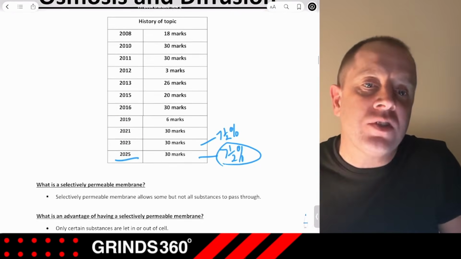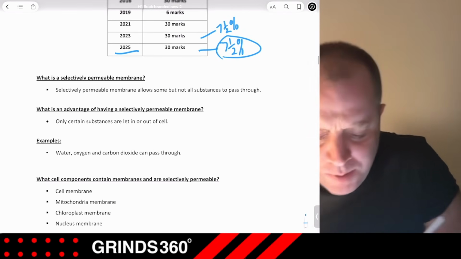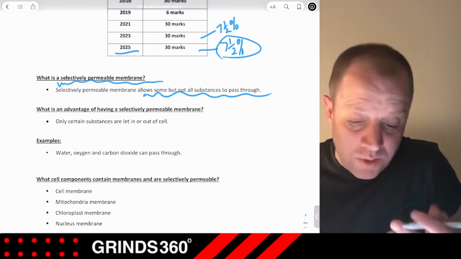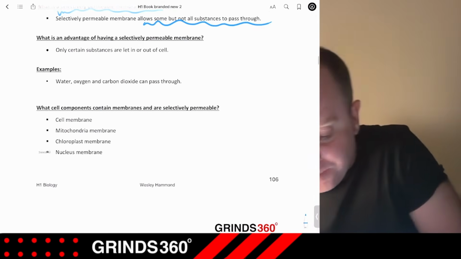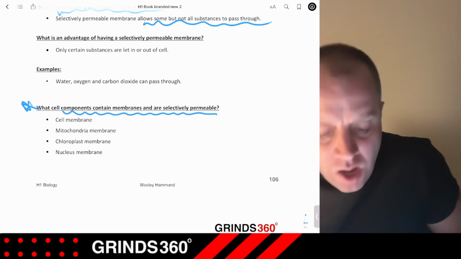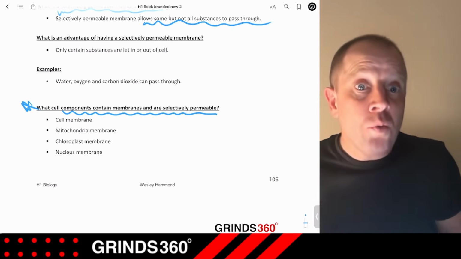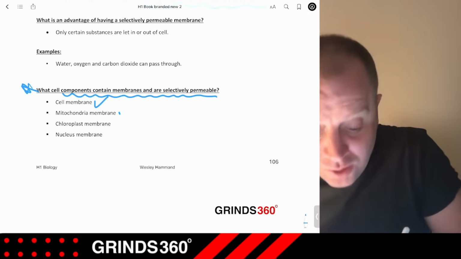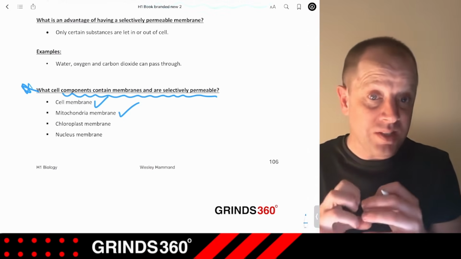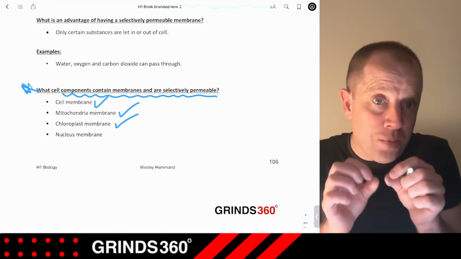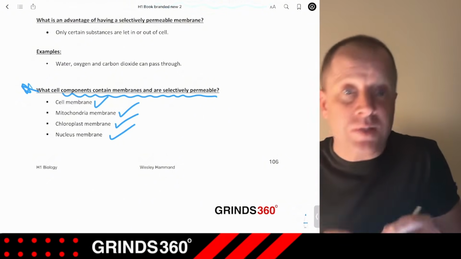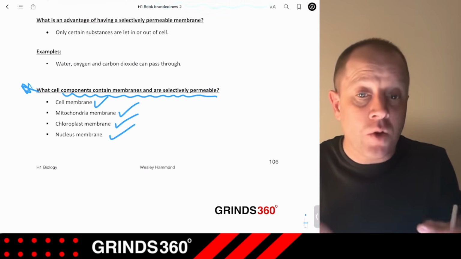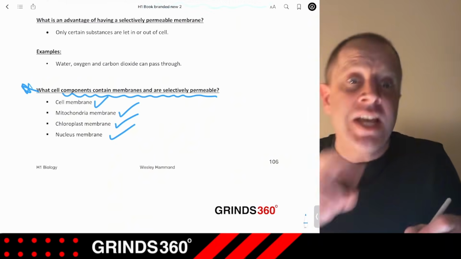All right, if you want to know what osmosis and diffusion is, you've got to have the idea of what a selectively permeable membrane is. And we just did that in the last chapter. It allows some, but not all substances to pass through. It controls what enters and leaves. Now, if you go down here, what components of a cell have membranes and are selectively permeable? Well, we just studied that in the previous chapter. The cell membrane is obviously a membrane in a cell. The mitochondria has a membrane around it, which is in the cell. The chloroplast in a plant cell also has its own membrane. The nucleus obviously has its own membrane. So those are the components of a cell that have a membrane. Something like that was asked in 2008, and you need to know 2 of them.